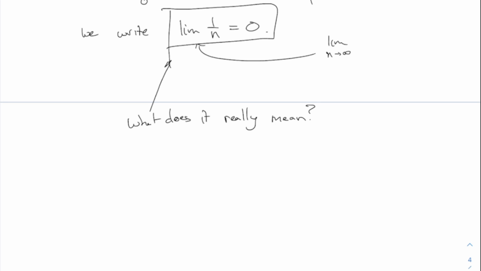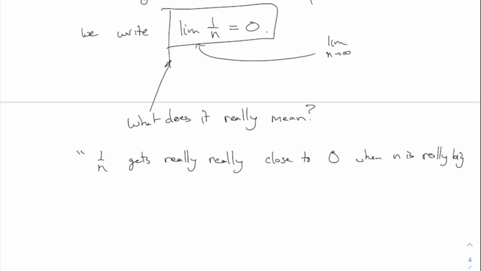1 over n, let me just say, this is not what it really, really means, but it means 1 over n gets really, really close to 0, right? When n is really big. Maybe I'll write that also. All right, how are we going to turn that into a real mathematical statement?